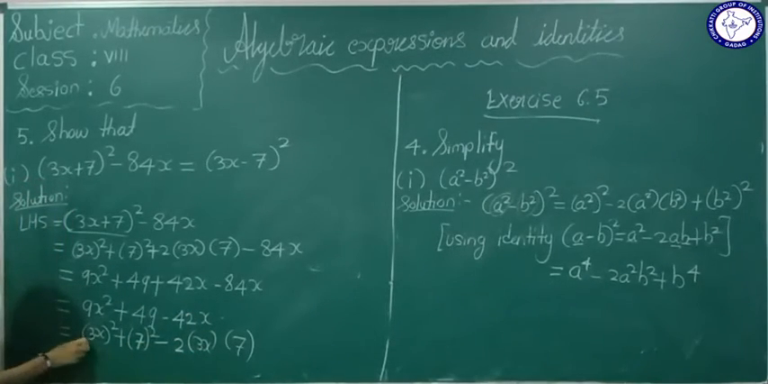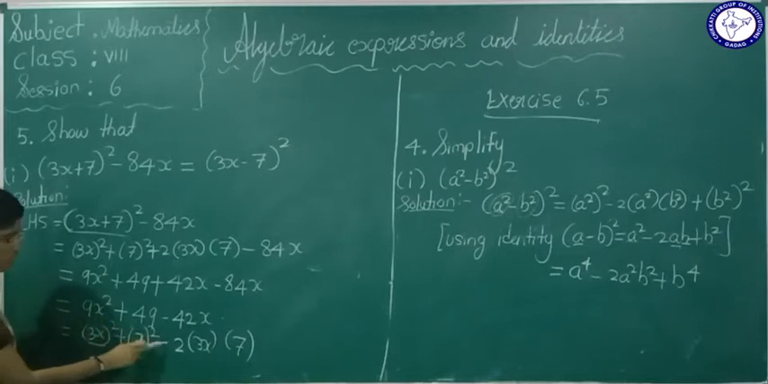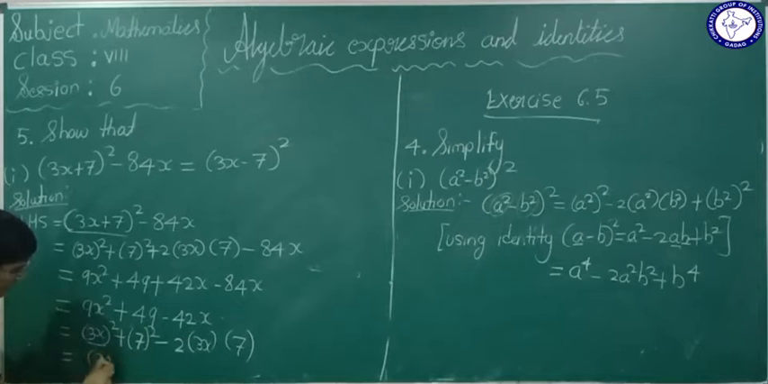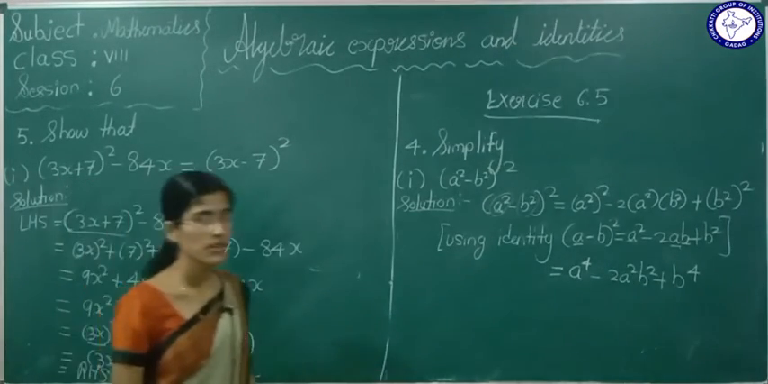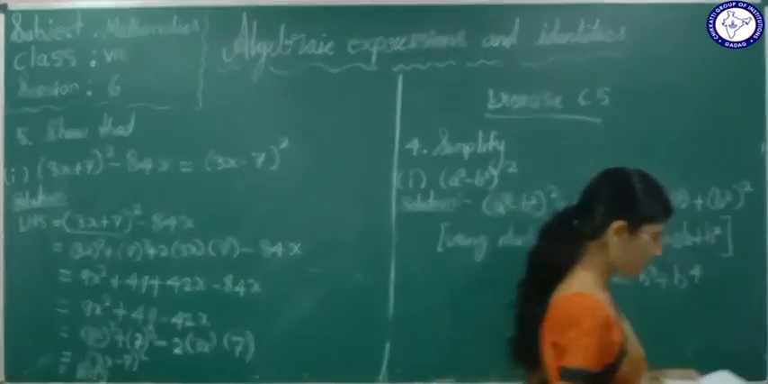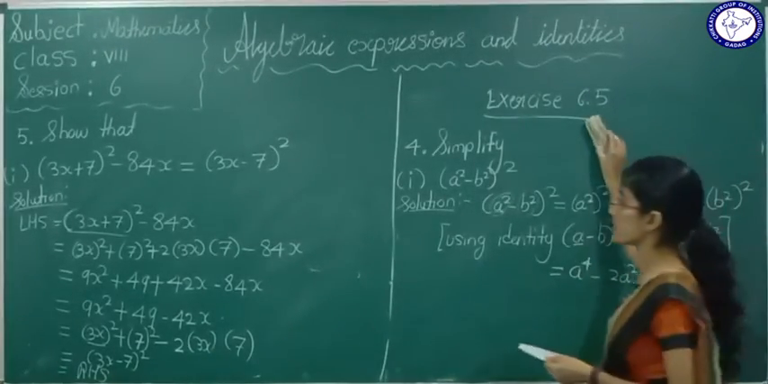Now see here, this is in the form of what? a square plus b square minus 2ab. Can I write like this here? (3x minus 7) the whole square. So this is nothing but our RHS. We showed that LHS is equal to RHS. Okay, so this is about the fifth main. Now we will see the sixth main.